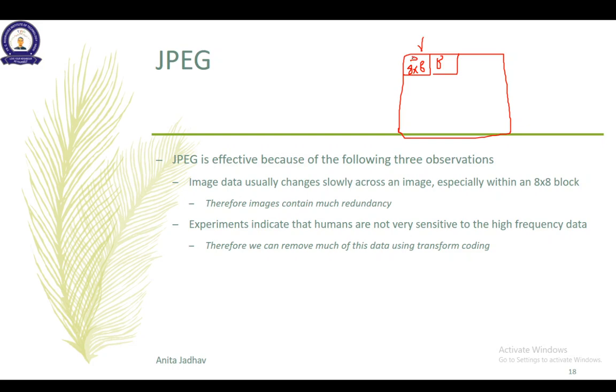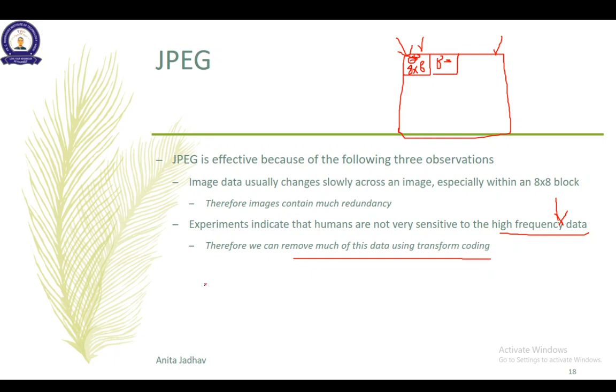So you will have much redundancy present in these blocks, rather than between this particular pixel and that particular pixel. So I divide it into 8 by 8 blocks. If there is redundancy, I know the compression can be carried out very easily. Experiments indicate that the human eye is not sensitive to high frequency data. When we plot an image in the frequency domain, which is done with a transform, we observe that we can play with the high frequency data because we are not sensitive to it, and we can take help of transform coding to remove such data.